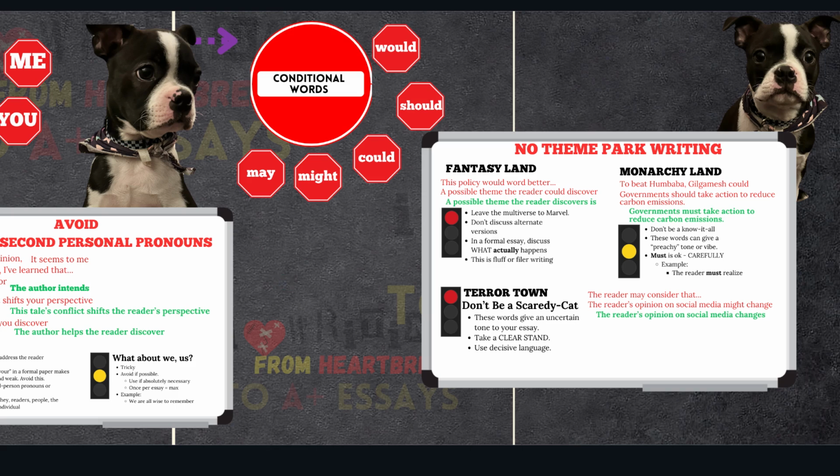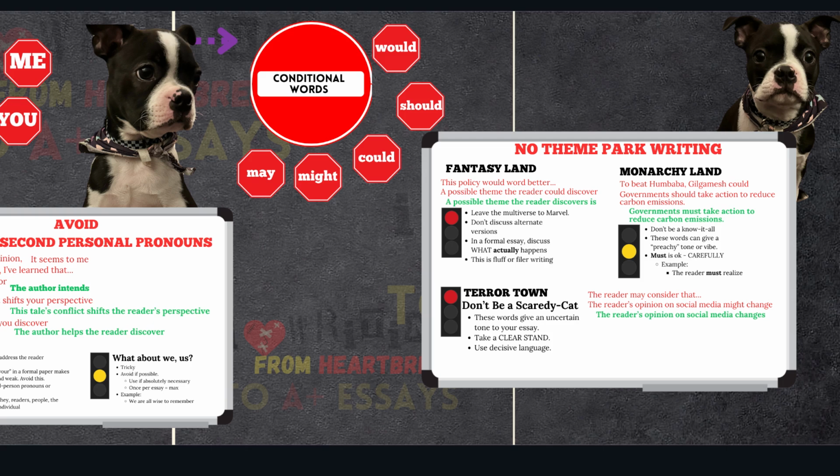Conditional words like would, should, could, may, and might, I like to put those in a theme park. So, no theme park writing. Imagine we're at the conditional word theme park. There are 3 lands in conditional world. We have Fantasyland. That is where you're trying to use would and could. "The policy would be better." "A possible theme the reader could discover." You want to avoid Fantasyland. You want to leave the multiverse versions of alternate realities to Marvel, not in your writing.